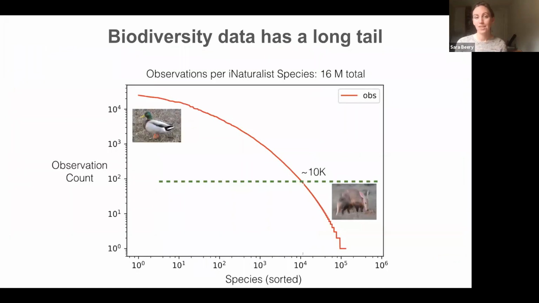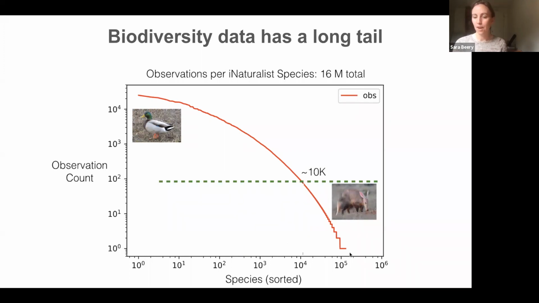And then also, biodiversity data by definition has a really long tail. So what you're looking at here are observations in iNaturalist, which is a community science platform. And what you see is that, if you need to get around 100 examples for a machine learning model to perform reasonably well on a species, which is a reasonable rule of thumb, we've got around 10,000 species that have 100 examples, which is pretty amazing. But there's another order of magnitude or more species that have much less than that.